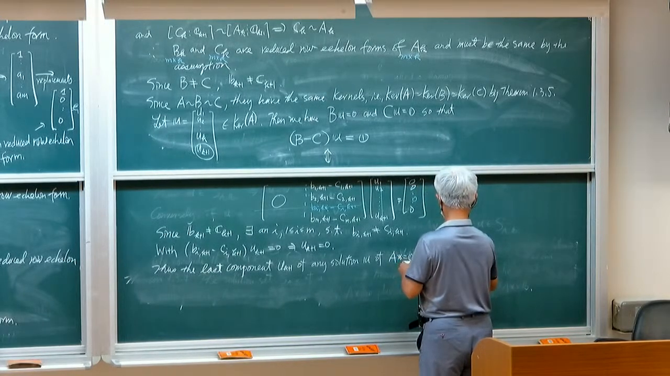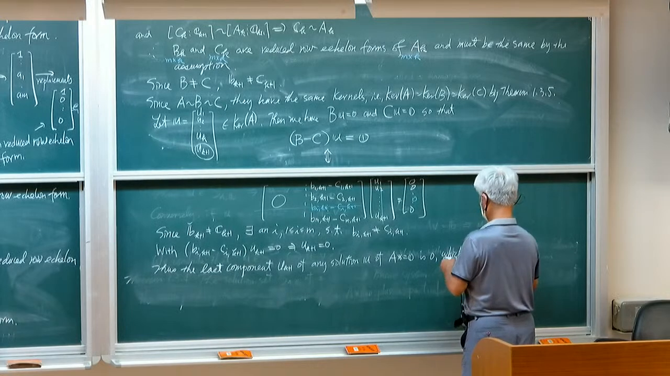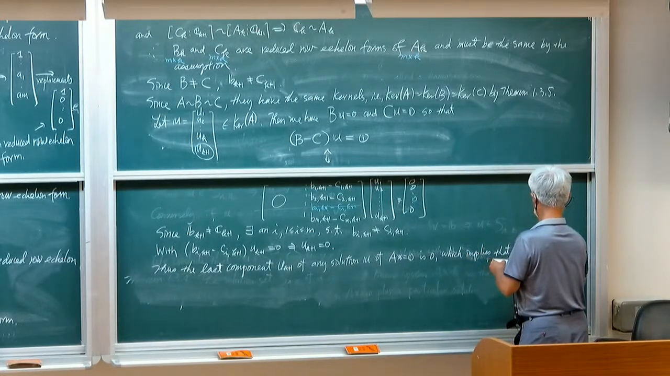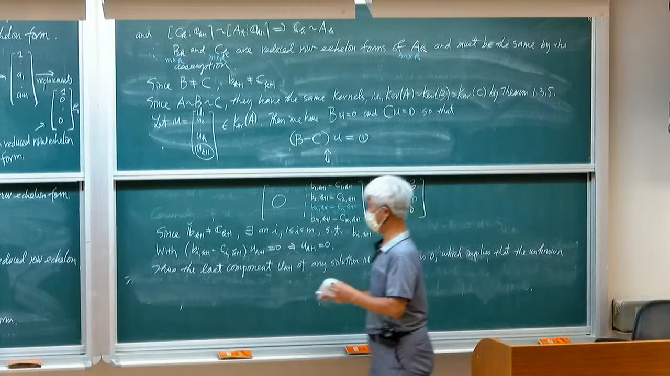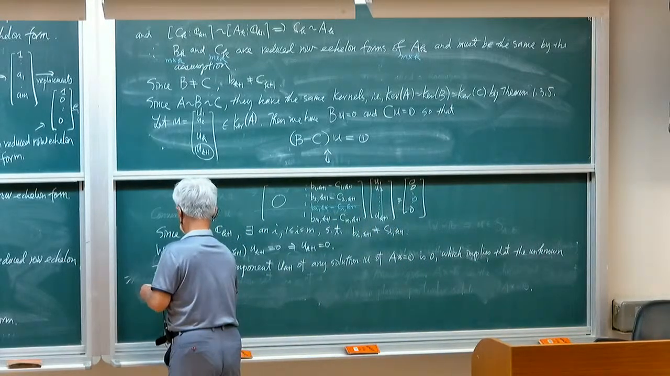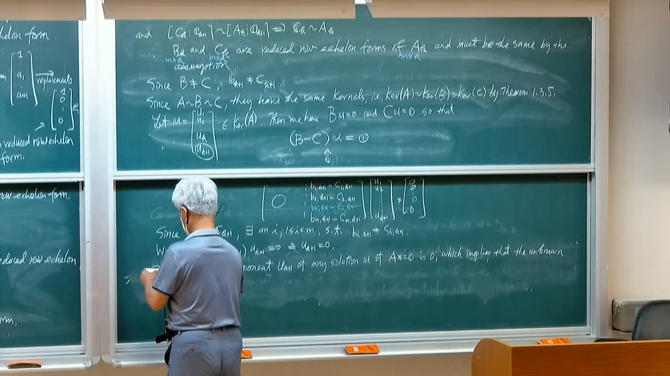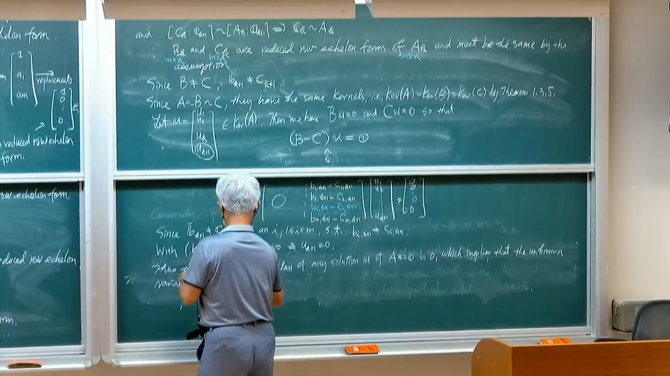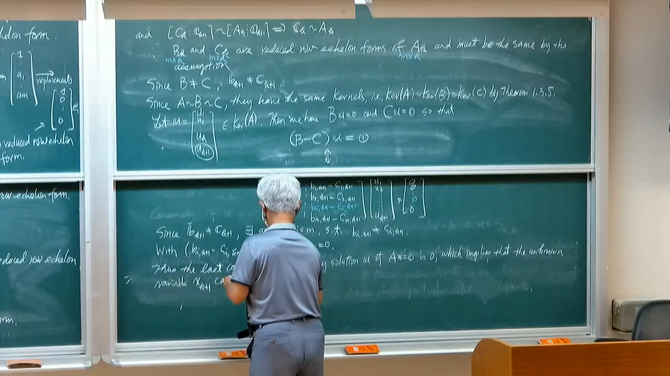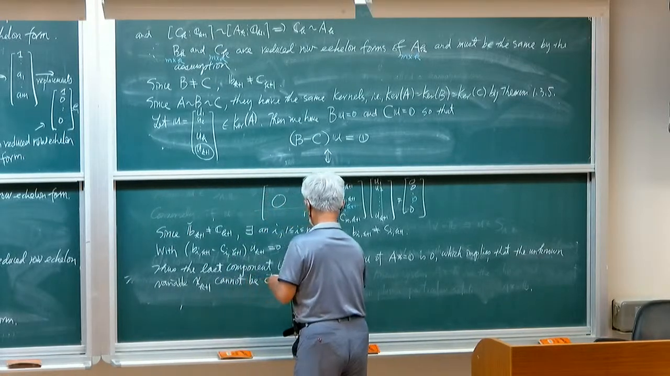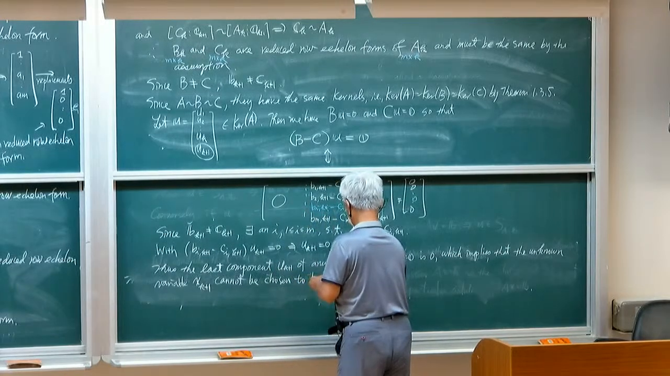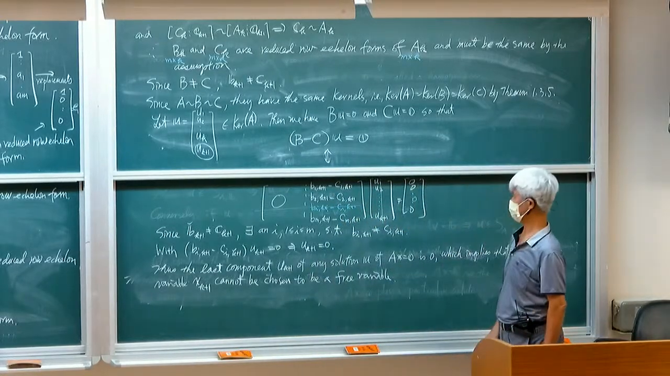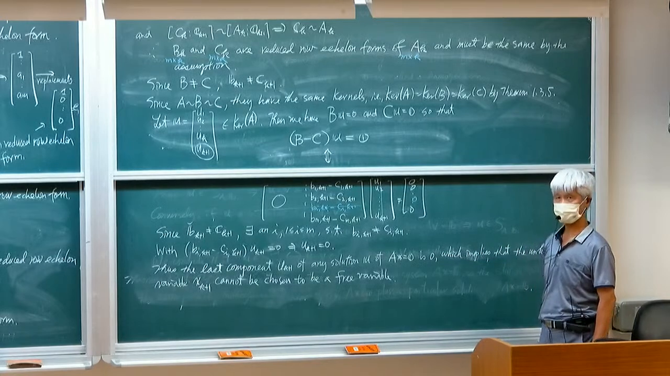Okay, and which implies that the unknown variable x_{k+1} cannot be chosen to be a free variable, in solving the homogeneous linear system.